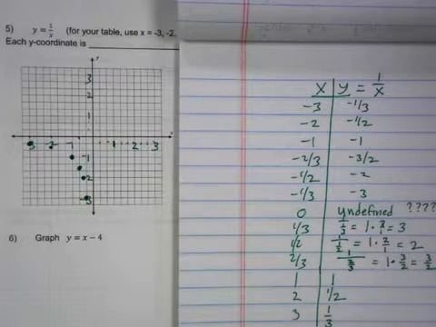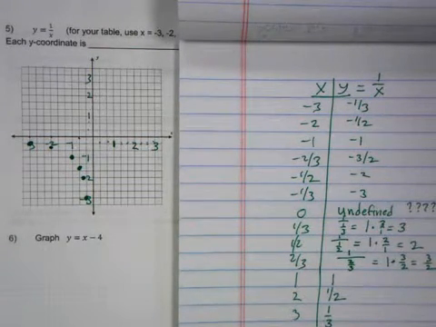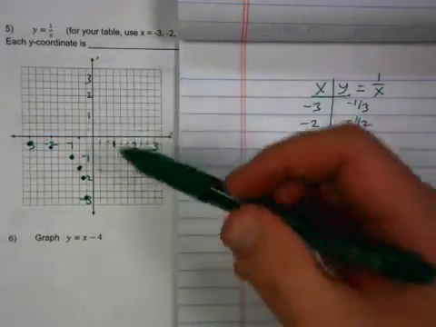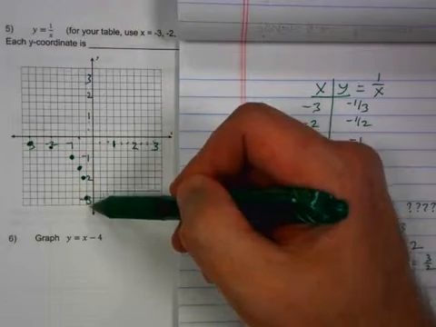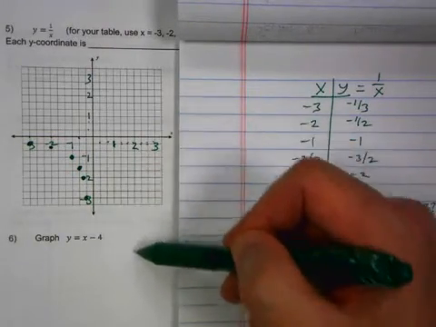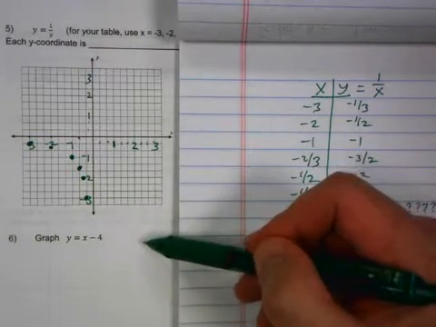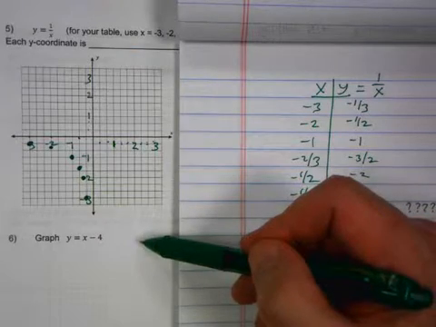Does it look like a line? No, but that's a good thing. Why is that a good thing? It wasn't supposed to be a line. What do we do? Connect the dots with a nice smooth curve. Now I have a question for you. When I connect this, is it going to jump and come over here somewhere? No. Why not? It's just going to repeat.